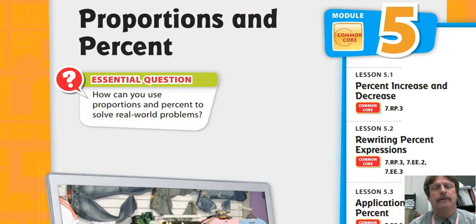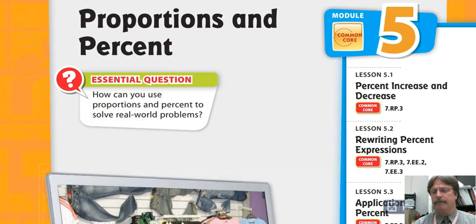Module 5, we're going to do a little bit of background information here to help you out. It's about proportions and percents, and the module essential question, as you can read, is how can you use proportions and percents to solve real-world problems? Well, it kind of comes up as a great time because the holiday seasons are upon us, and you're going to see all kinds of markdowns going on in the sales world to get you in there to buy all your materials for the holiday season.